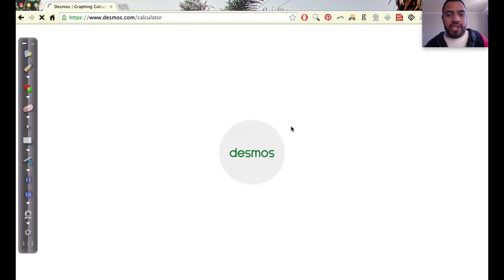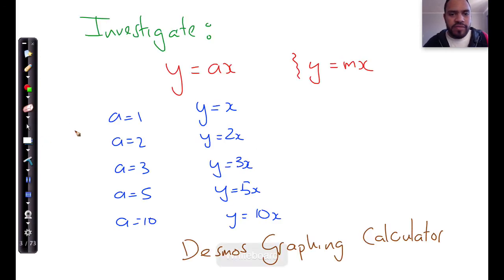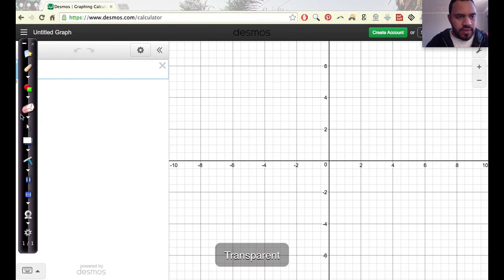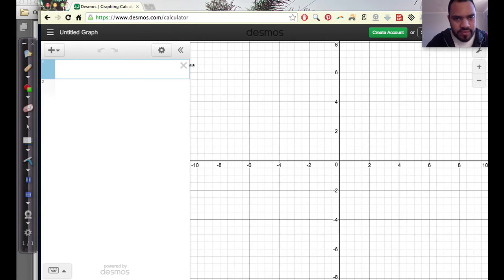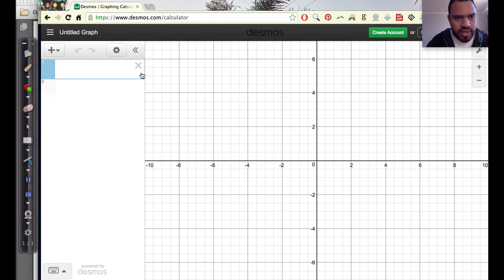Okay, and as you can see, it's loading. Remember, what we want to be graphing is y equals x, 2x, 3x, 5x, and 10x, right? I can add one more here. You can even do a equals a half. So that means you're going to graph y is equal to a half x. That's another one you can do. Okay, so I'm just going to drag this in here a little bit and drag that out a bit.